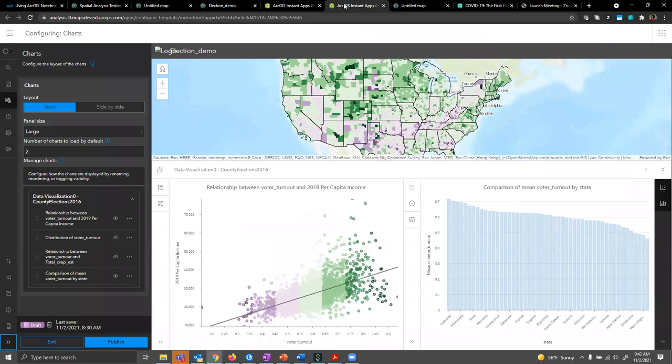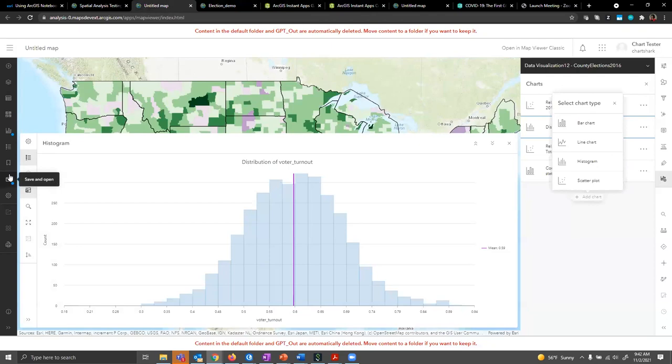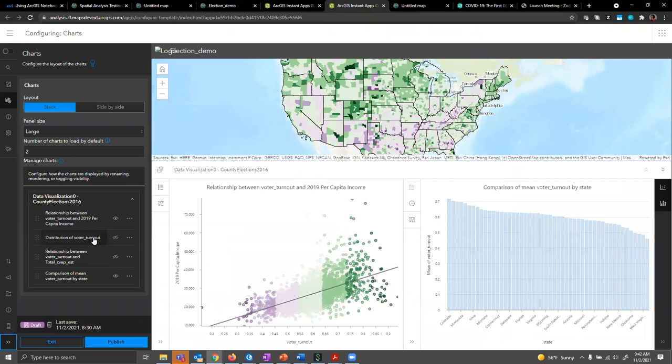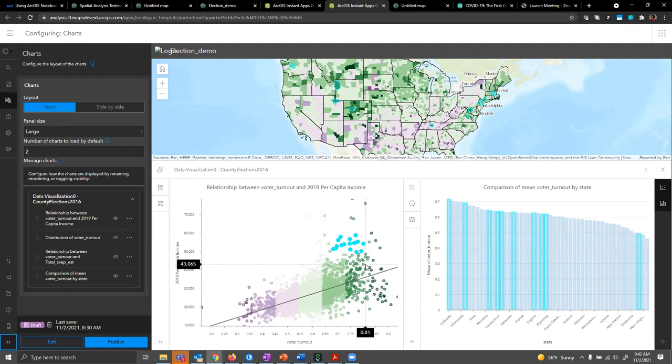So if I were to go through here and save this and then choose to create an app, an Instant App, I can put two charts side by side and then also interact with those in the application. So this is really that communication part where we are now getting our charts and maps ready to pass on to somebody else to tell a story for them to understand.